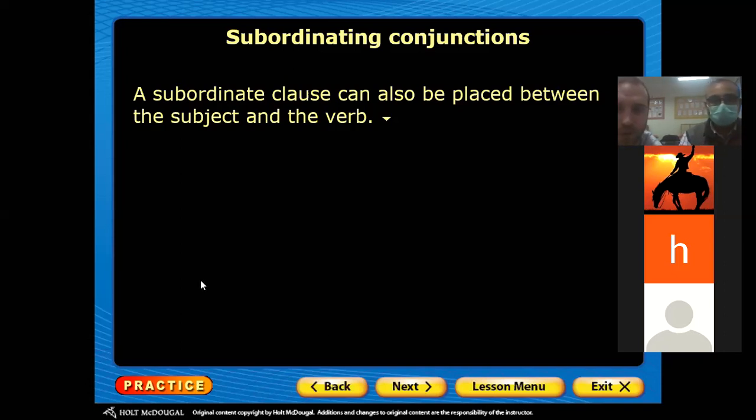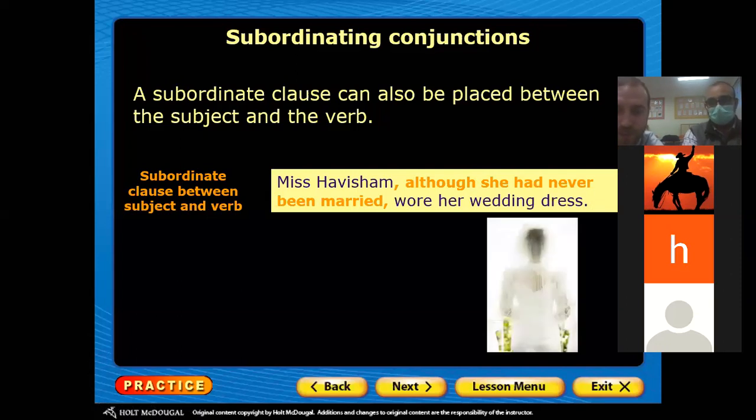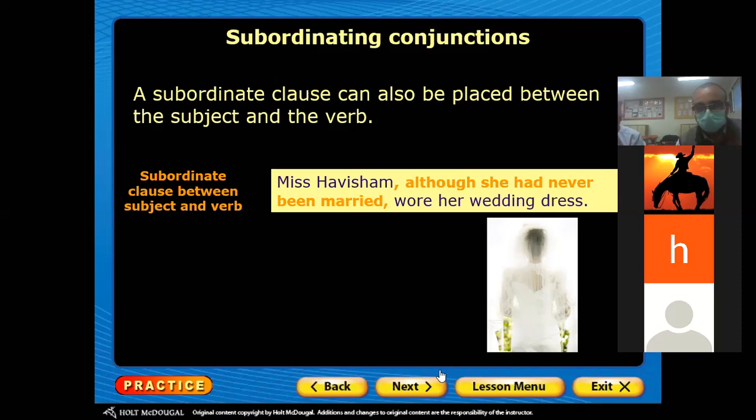So to continue, let's finish. A subordinate clause can also be placed between the subject and the verb. So here we've rearranged the sentence and we've used commas. When you have the subordinate clause between the subject and the verb, the subject is Miss Havisham, and the verb is wore her wedding dress. So we've put the subordinate clause directly in the middle. We need to have a comma before this subordinate clause and after. So we have: Miss Havisham, although she had never been married, wore her wedding dress. So the stress is changed here. The subordinate clause sounds a little bit more important because it has two commas. Yeah, but we don't make the subordinate clause stressed. Rather, we want to emphasize the fact that she wore her wedding dress.